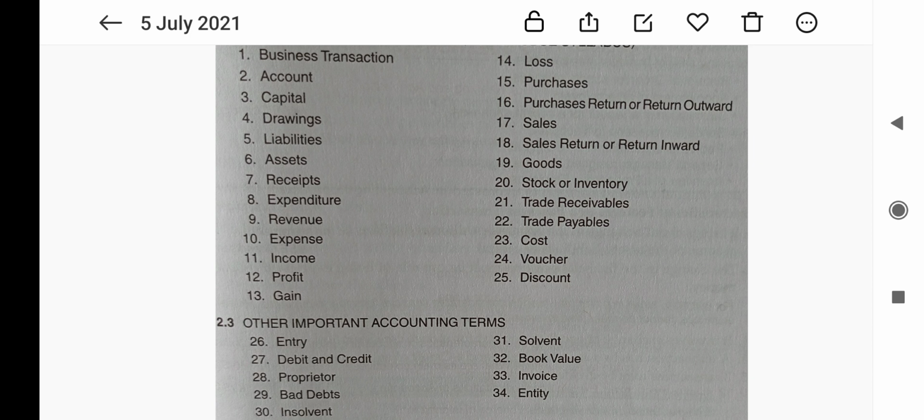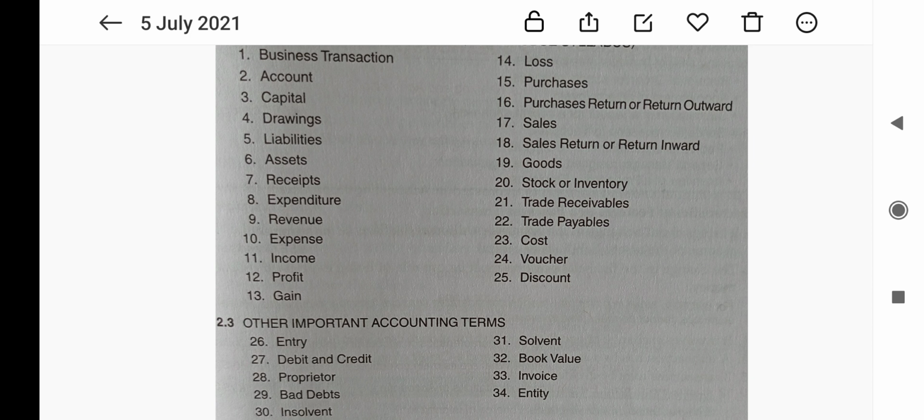The next one is expenditure. It refers to the amount spent or liability incurred for acquiring assets, goods or services. For example, payment of rent, salary, purchase of goods, purchase of land, machinery, etc. Expenditure may be classified as capital expenditure, revenue expenditure, deferred revenue expenditure, etc.